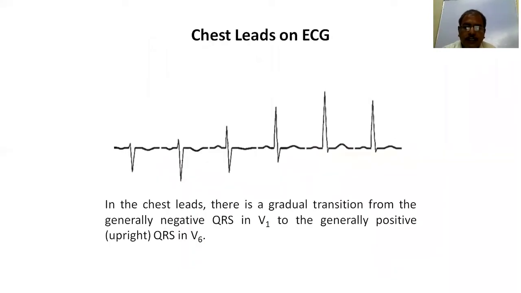So let us see what is the gradual transition of the QRS complexes. In the chest leads, there is a gradual transition from the generally negative QRS in V1 to the generally positive QRS in V6. See, in V2, as I said, most of the time V2 is negative, so the QRS is backwards.